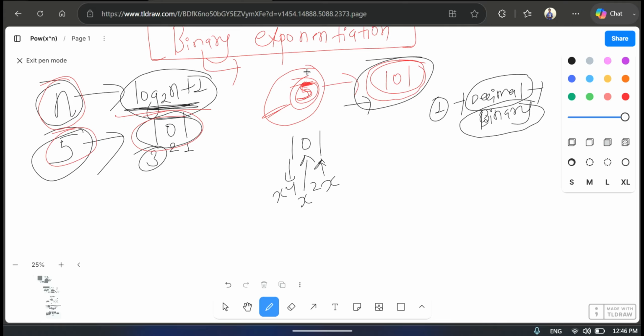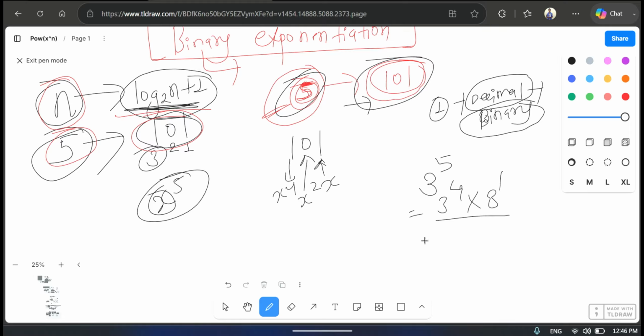Now if you see it here, you have 5, right? You have x to the power 5, which basically means you have 3 to the power 5. I'm taking x as 3 in this example. Now if you break this down, you can find 3 to the power 4 and 3 to the power 1 here, right? If you multiply these, your answer will be 3 to the power 5 itself. So you will get the exact same value if you break this down.